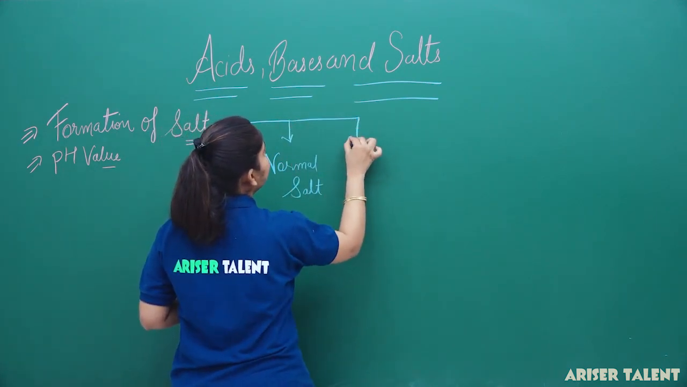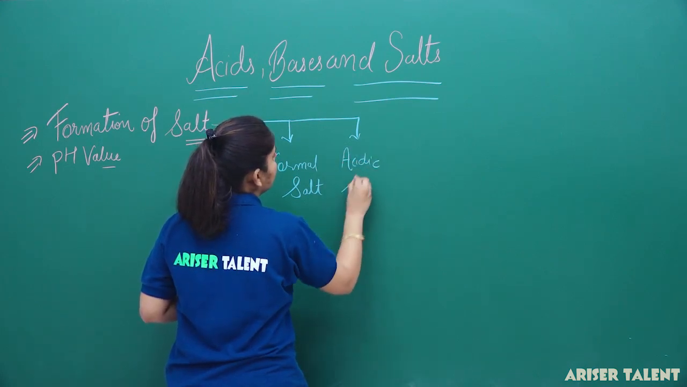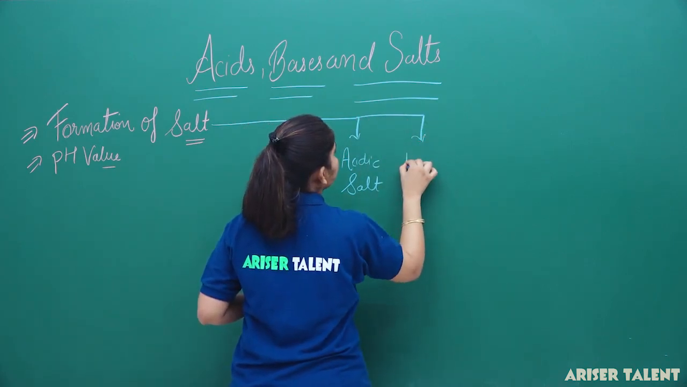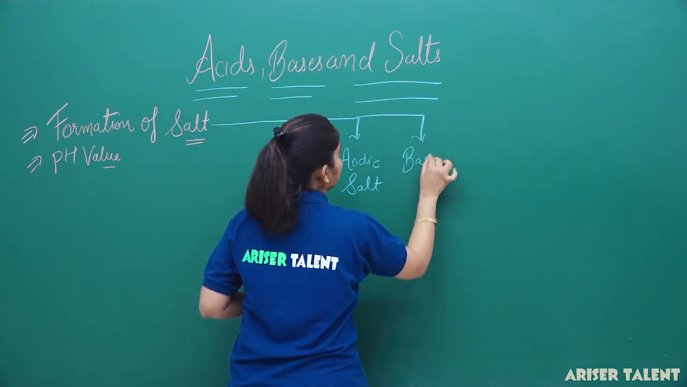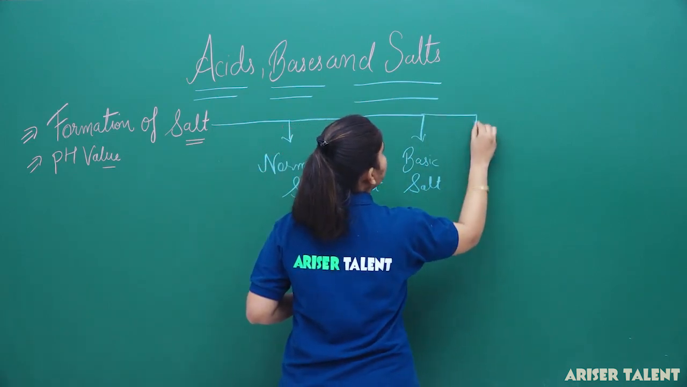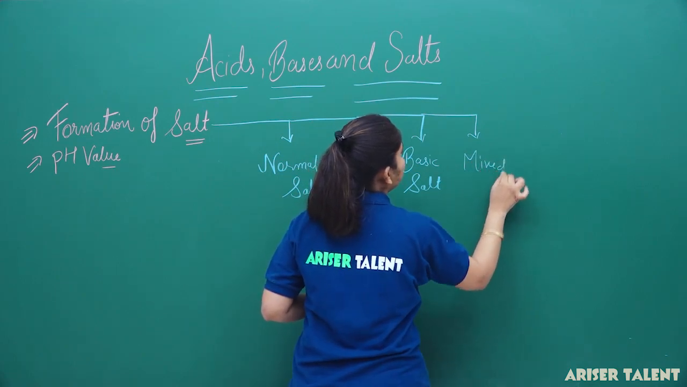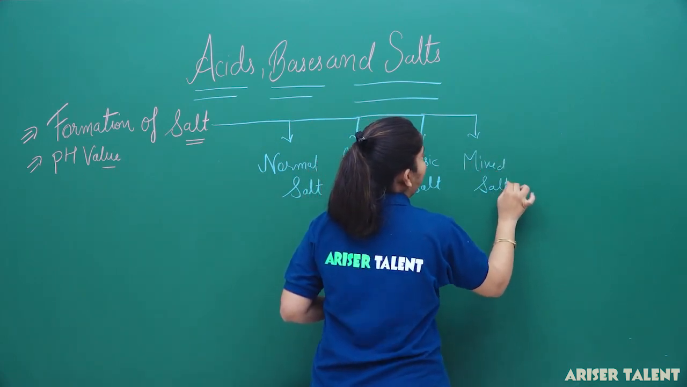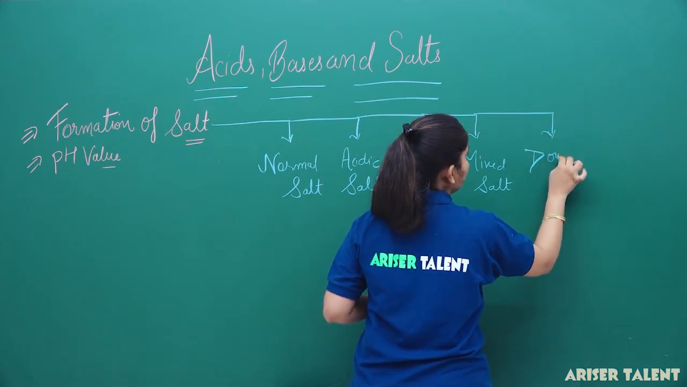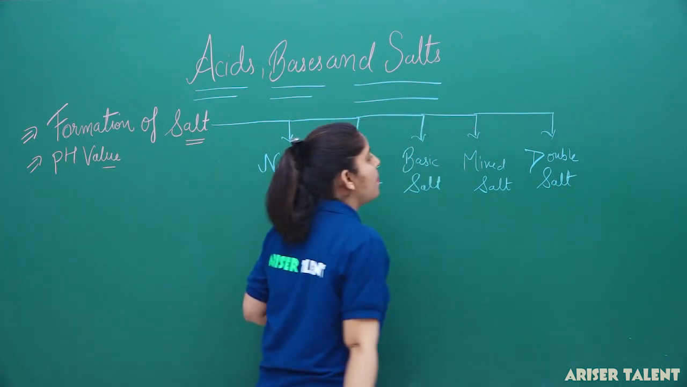Our second category is acidic salt. Our third category is basic salt. Fourth category is mixed salt. And the last category is double salt. So these will be the basic categories based on the formation of the compound.